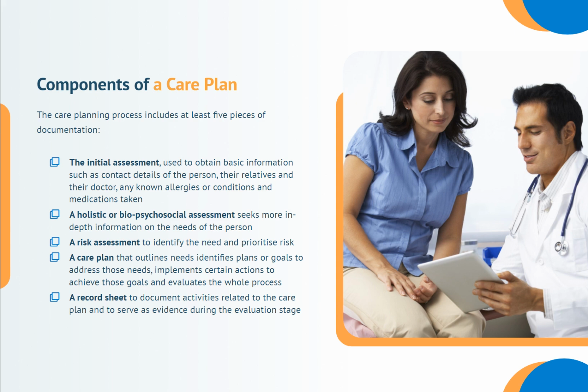A holistic or biopsychosocial assessment seeks more in-depth information on the needs of the person. A risk assessment to identify the need and prioritize risk. A care plan that outlines needs, identifies plans or goals to address those needs, implements certain actions to achieve those goals and evaluates the whole process. A record sheet to document activities related to the care plan and to serve as evidence during the evaluation stage.